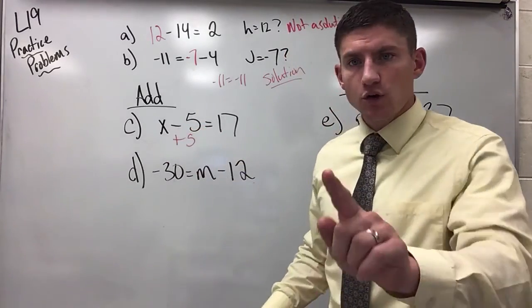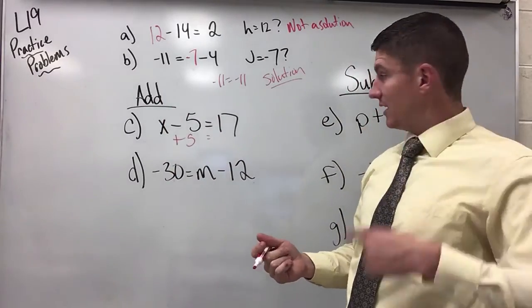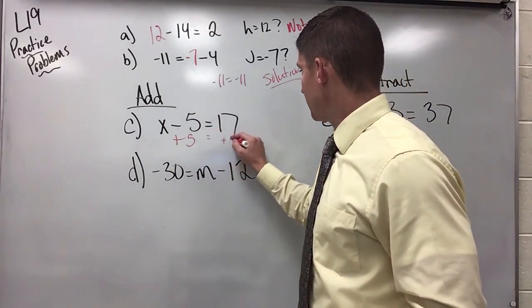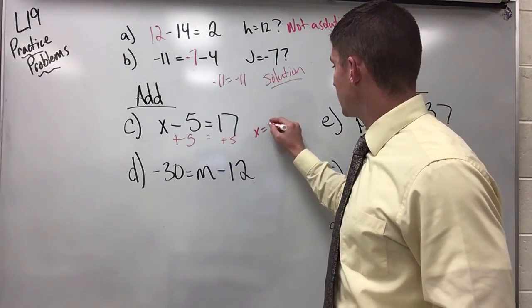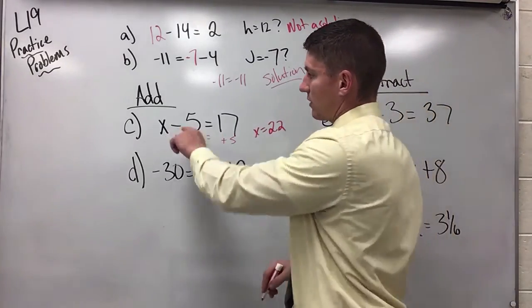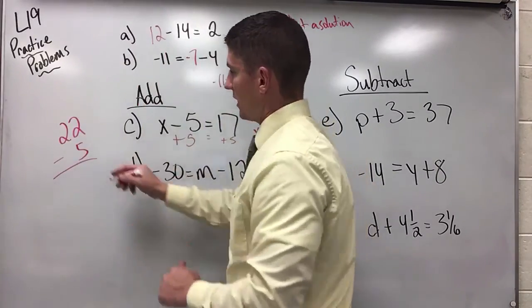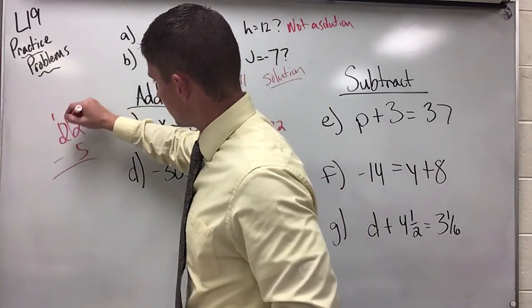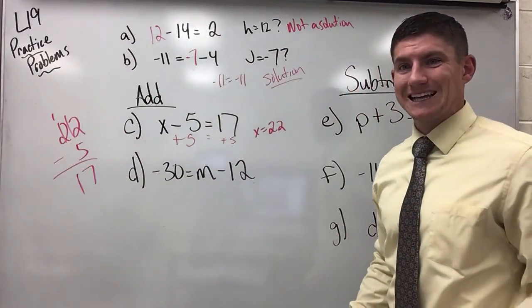And then what I do to one side of the equation, one side of the equal sign, I do to the other side of the equation. So plus 5 on this side, plus 5 on that side. 17 plus 5 is 22, so x equals 22. Let's check that math. 22 minus 5, I would have to carry here, turn that into 12, becomes a 7, 17. That checks out to be exactly correct.